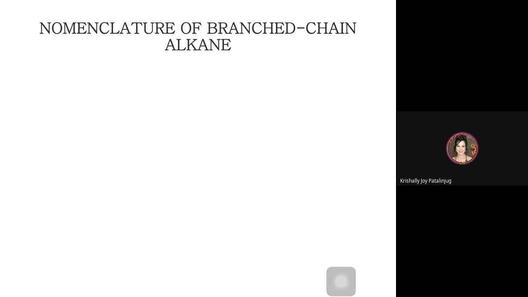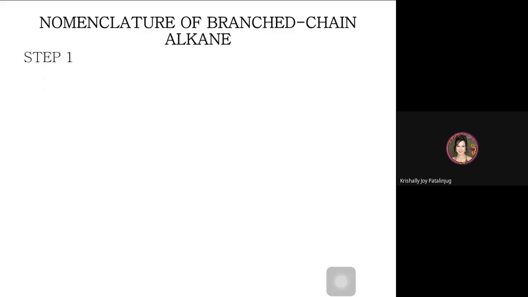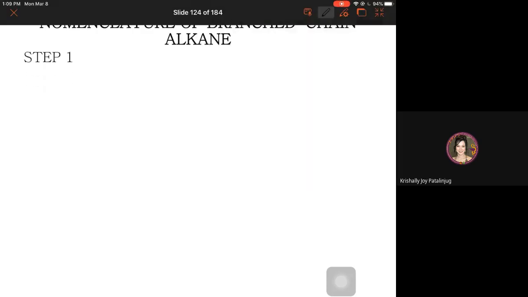Alright, so there is no problem with the straight chain alkanes because we already tackled, right, the simple way of naming straight chain alkanes. Because when it is a straight chain alkane, that is simply, let me just recap first. This straight chain alkane, right? It has a general formula CnH2n+2.